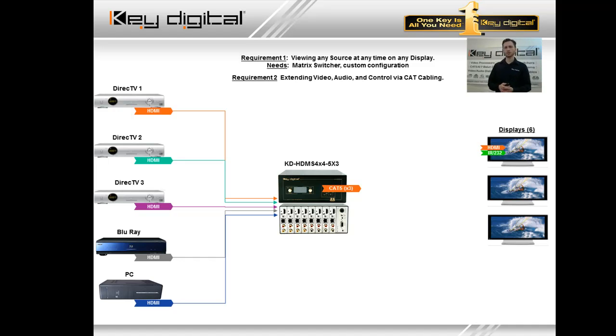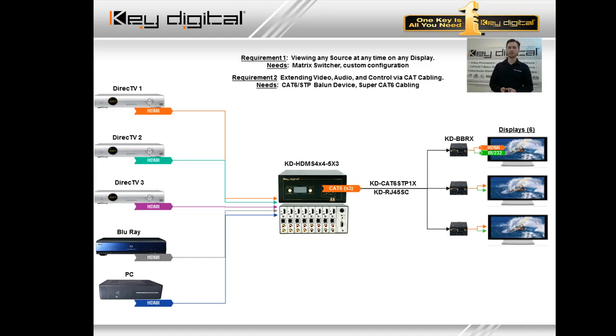Second is extending video, audio, and control via Cat cabling, and for that we're going to utilize the KD BBRX single Cat 6 shielded product and the KD Cat 6 STP1X and the KD RJ45SC to complement it for our shielded Cat 6 cabling runs. And now we're looking at distances all the way up to 250 feet for 1080p. Here we have the HDMI plus the IR or RS-232 all through the Hercules series as the hub. And again, as a reminder, the advanced control routing features of the Hercules and the Digital IQ series HDMI matrix parts is a topic we'll explore in more depth in level 3.